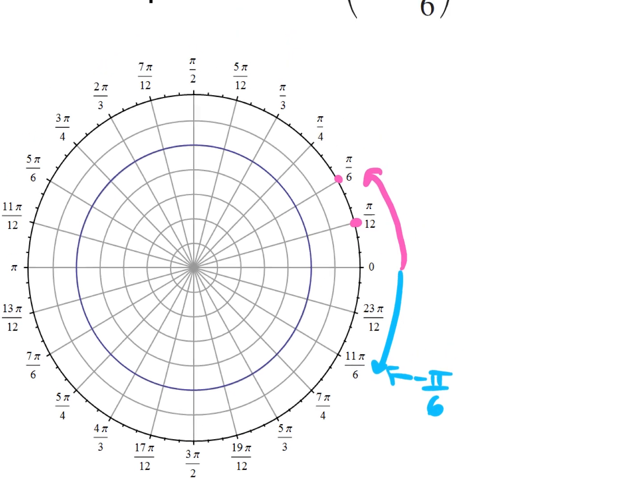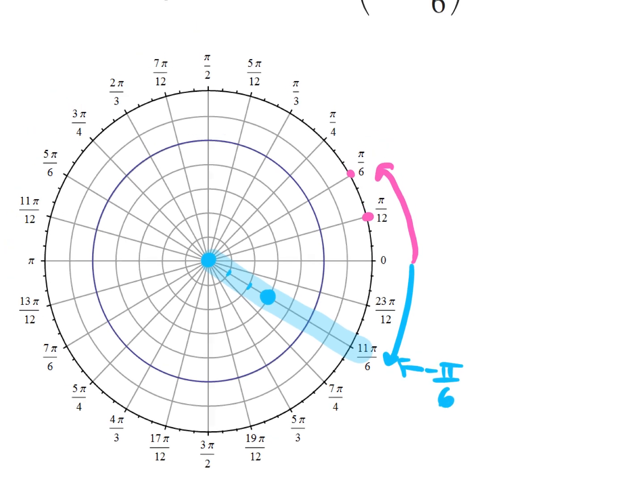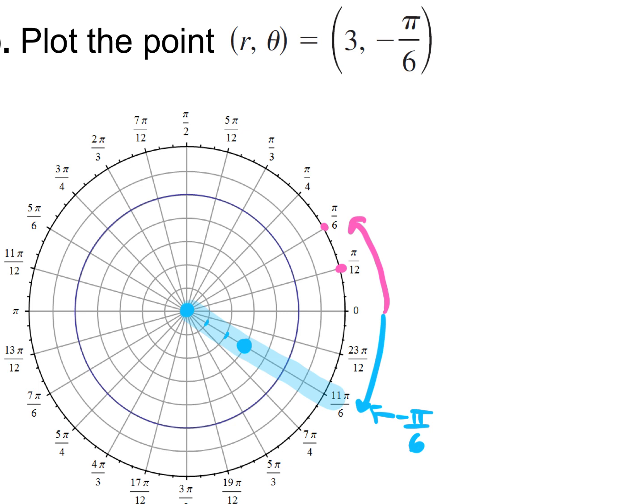And then the point is 3. So on negative pi over 6, I want to go out 3 rings. So I start at the pole and go 1, 2, 3. So that would be my point. Well, if it was negative 3, we'd go 3 in the opposite direction. Because this is negative, we know that pi over 6 is this much, so I would have to go that much in the negative direction. If my point was negative 2 pi, I would figure out how much positive 2 pi is and then go in the opposite direction that much.